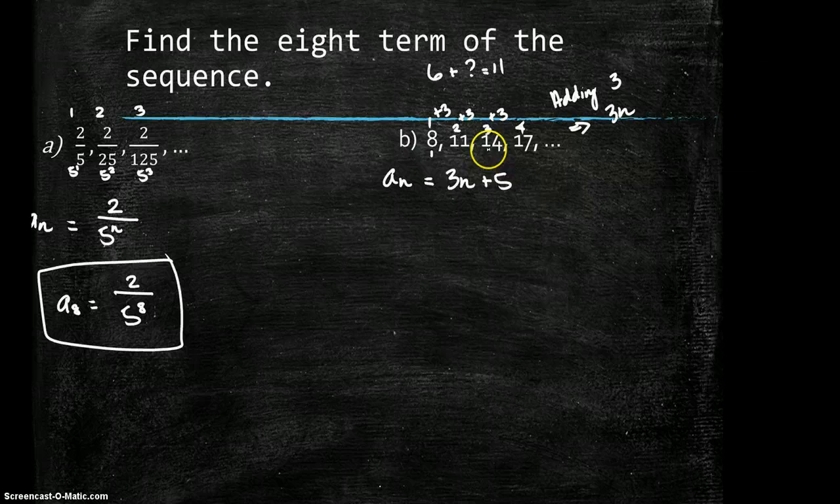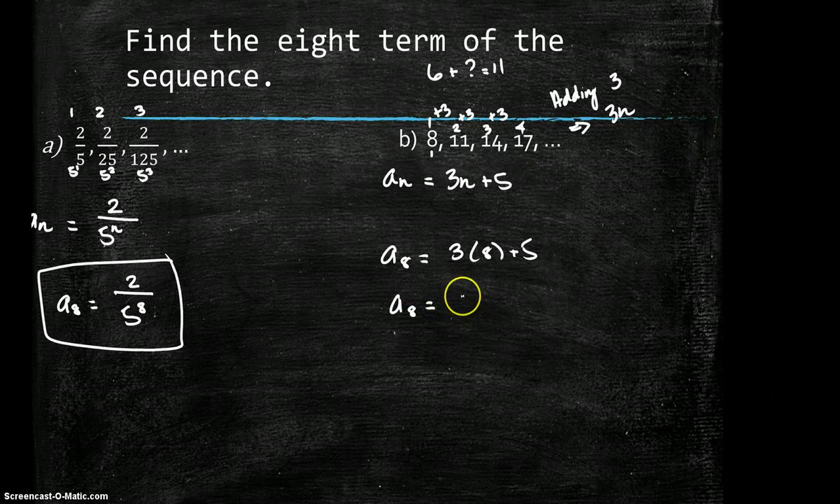And then I just checked it to make sure. 3 times 3 is 9, plus 5 is 14. 3 times 4, so on and so on. So that works. The question, though, was a sub 8, and so that's going to be 3 times 8 plus 5. So my 8th term in this sequence is going to be 29.